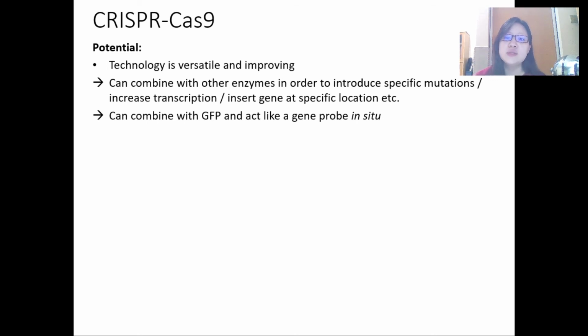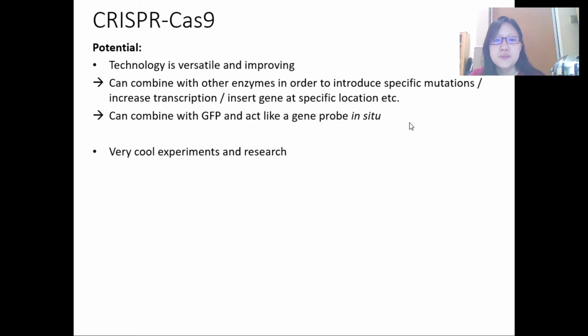So instead of using a gene probe in electrophoresis or gene probes in microRNA with microarray, which is kind of outside the cells, you can just take the gene, take the guide RNA and Cas9, mark it with GFP, inject it into an organism, and the organism will light up wherever the gene is at. How cool would that be? That is in the organism, in situ. So yeah, this leads to many cool experiments and research, and it's kind of affordable.